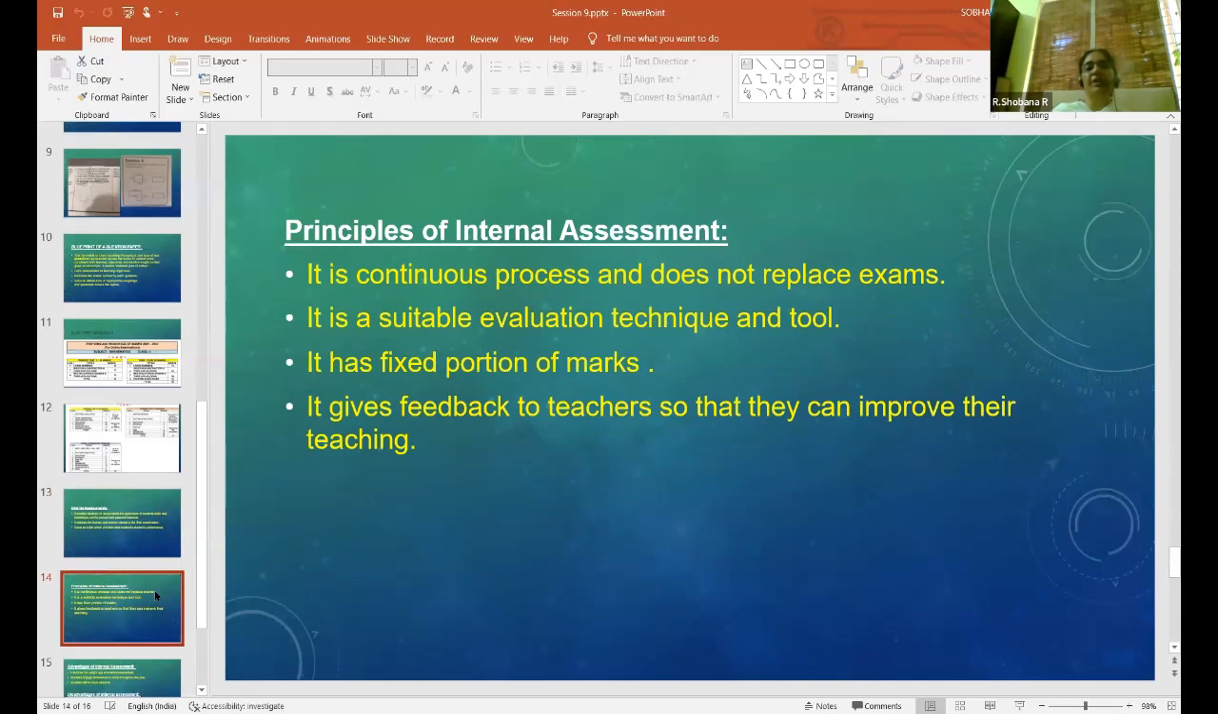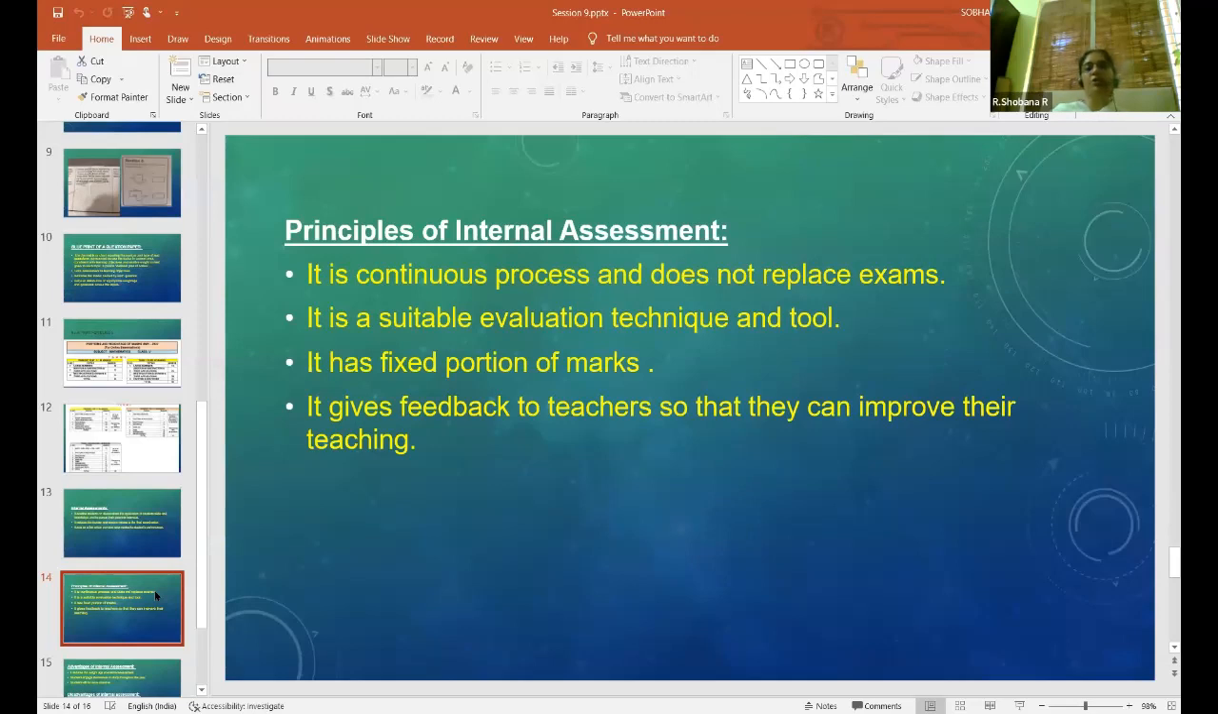The principle of internal assessment is that it must be a continuous process. Sometimes we don't keep any class test, the students are very lethargic, and just for taking the internal marks, before the school closes for the exam, we give 2 internal tests. That is of no use, because no feedback will be useful for the child at that time. So it's a continuous process and does not replace the exam. Of course, exams and final assessment are very important. It is suitable as an evaluation technique and tool.